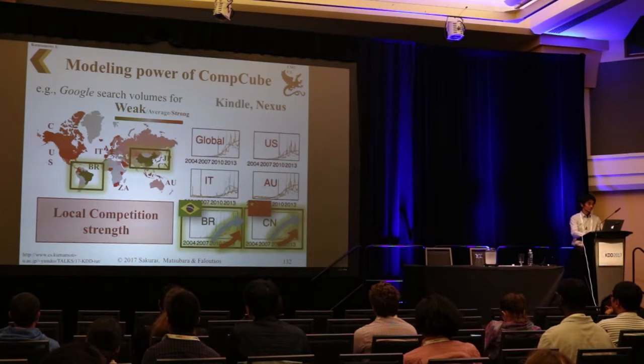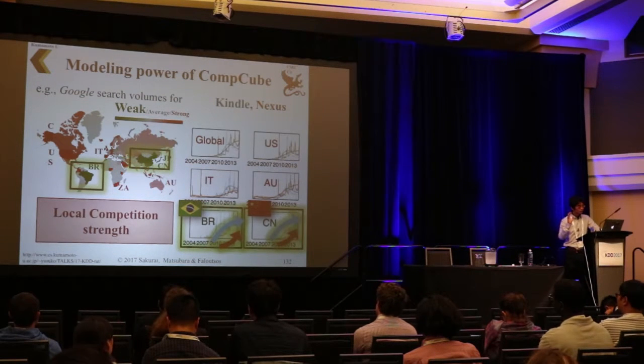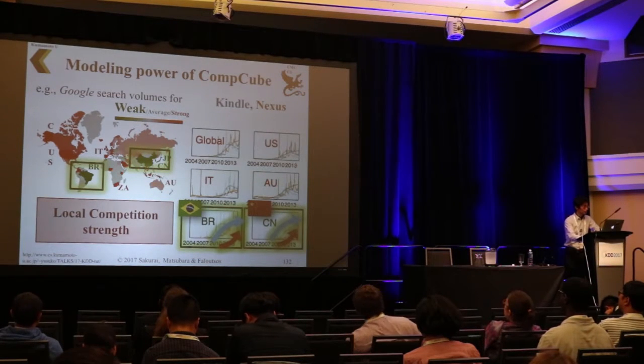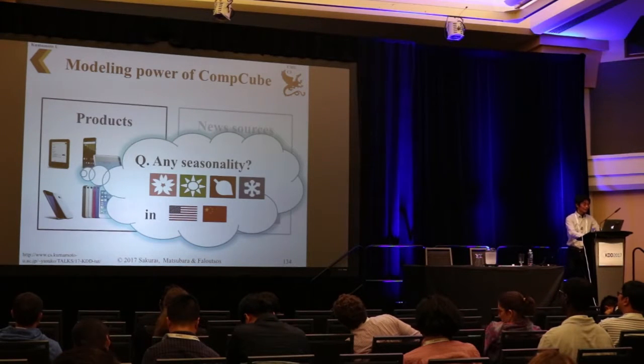They have a competition, but the competition strength is very weak. So local information is a little bit different. So we analyze not only global information but also local information. And another example, local seasonality.